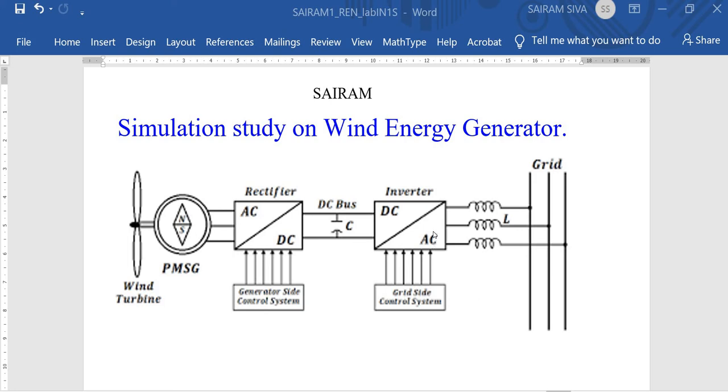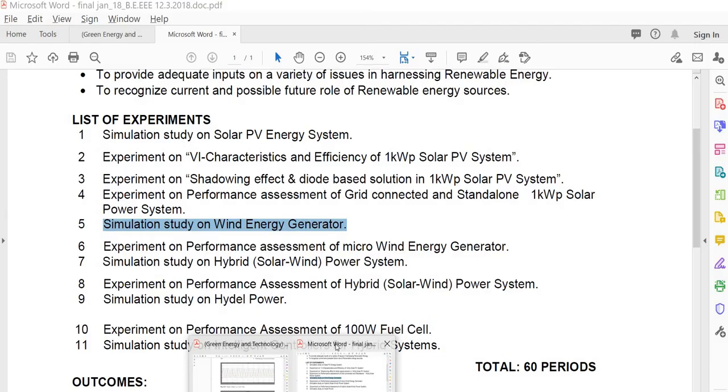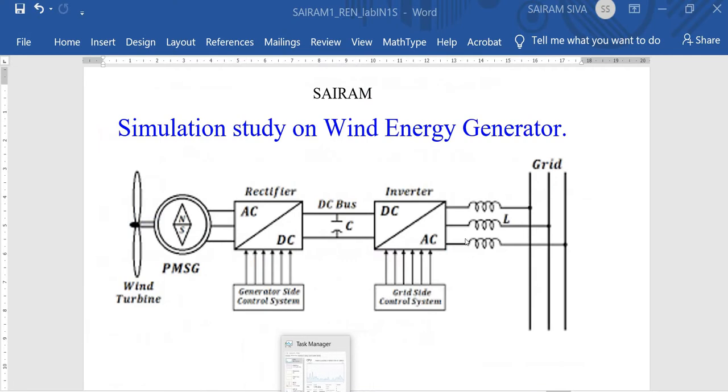Dear viewers, today we are going to see another experiment of simulation study on wind energy system, as per Anna University Renewable Energy Lab, experiment number 5. This experiment is subdivided into different categories.